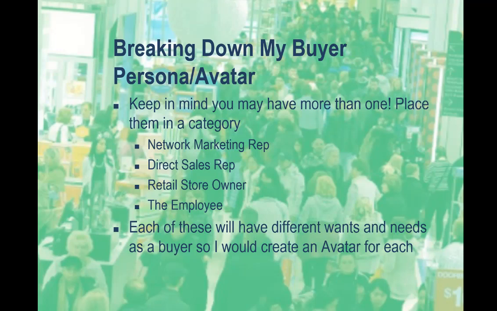You want to keep in mind when you're breaking down the buyer persona avatar that you may actually have more than one category. So I actually used Cash Life Mastery as an example for you guys. So who would I sell to? The network marketing rep, the direct sales rep, the retail store owner, and the employee. Each one of these are going to have different wants and needs as a buyer, so I would create a different avatar for each.